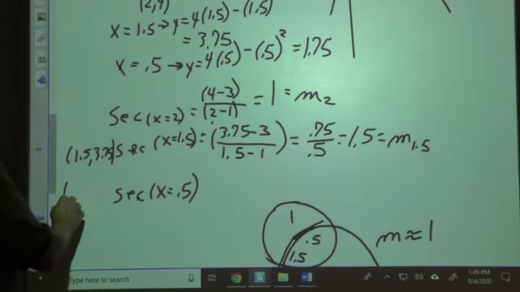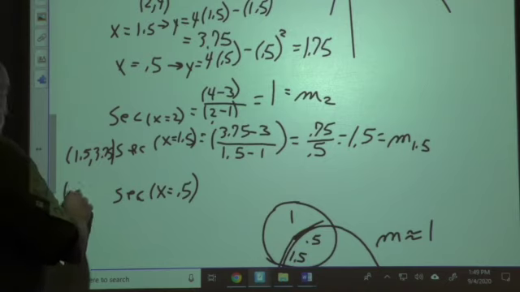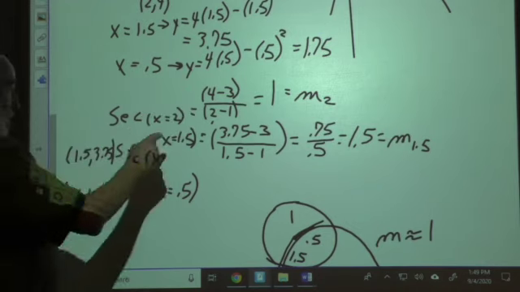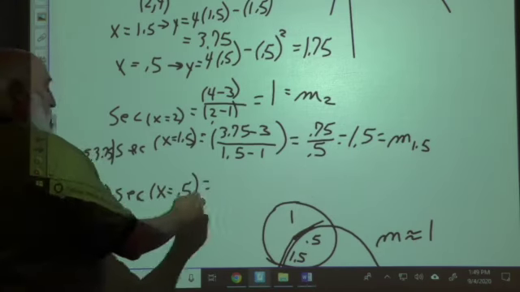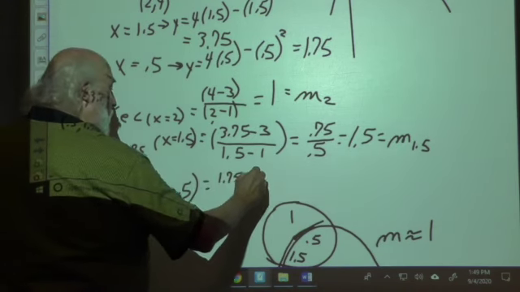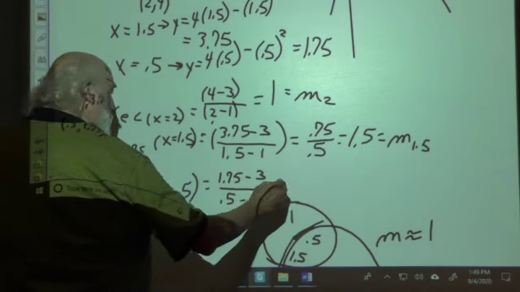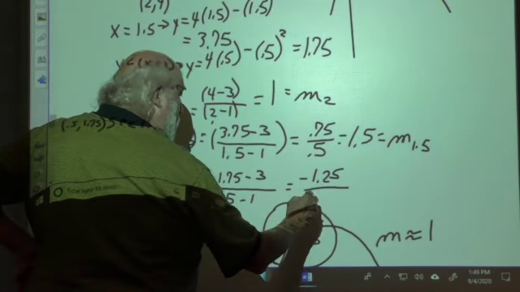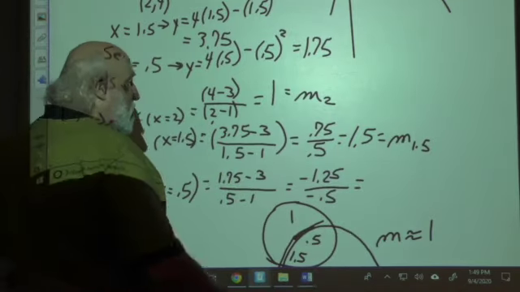And now the next one is the slope that we need to find for the next point on the curve, which is 0.5 for x, and we found 1.75 for y. And so we plug that into the slope formula, y2 minus y1 over x2 minus x1. So y2 is 1.75 minus 3 over 0.5 minus 1. And this is negative 1.25 over negative 0.5. And this gives us 2.5.